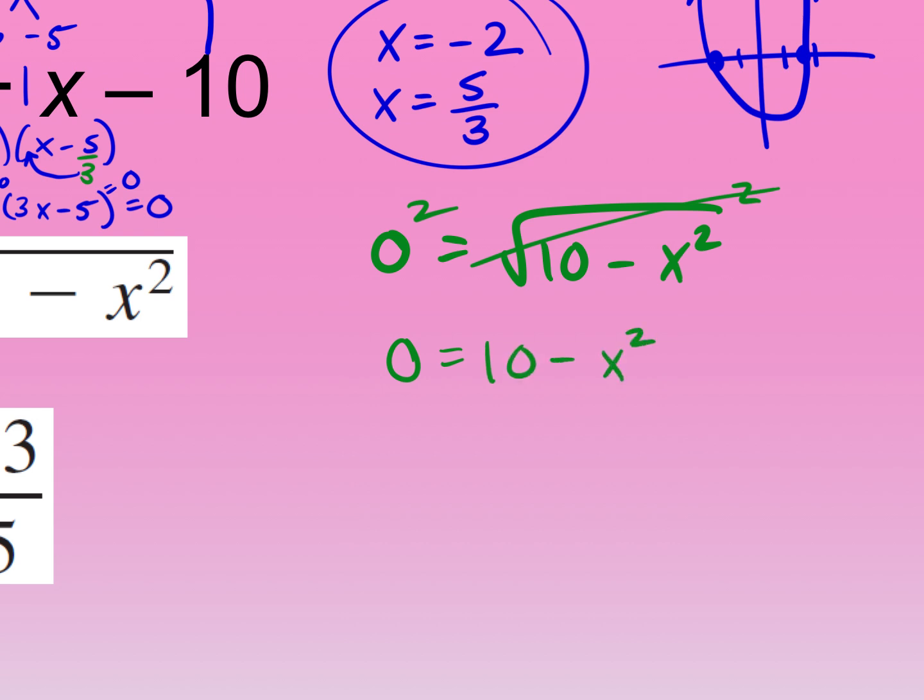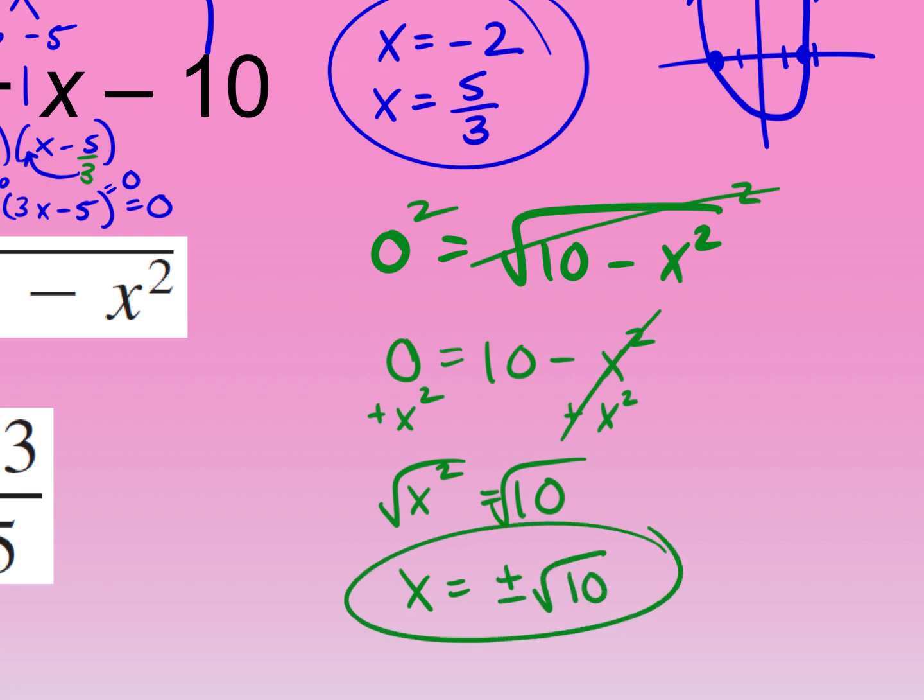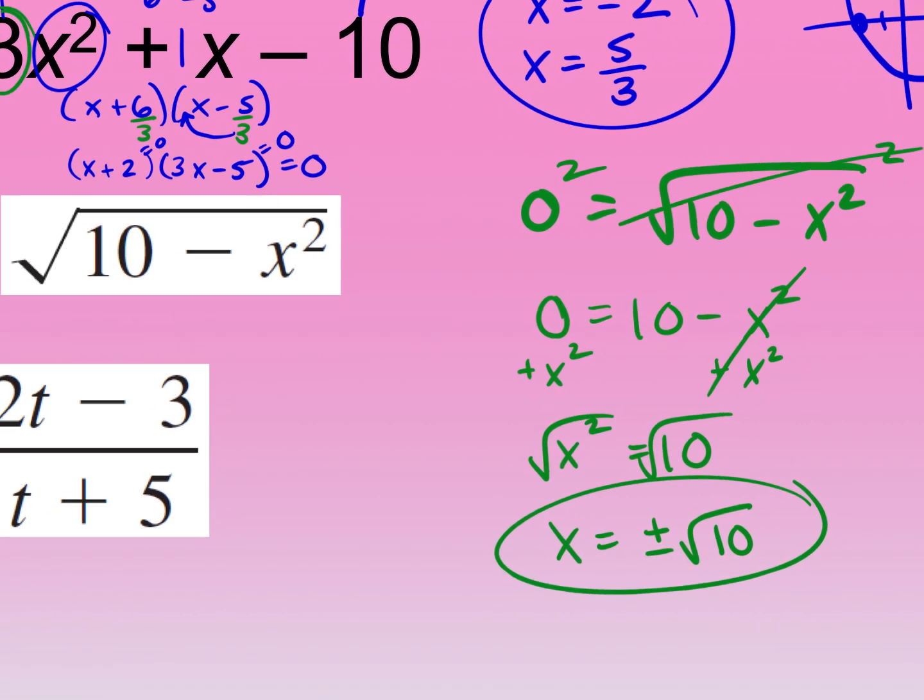What's next? I know you guys know how to do this. You're just asleep. X squared is equal to 10. Then what? Square root both sides. So what does x equal? Awesome. Plus or minus square root 10. Any questions here?